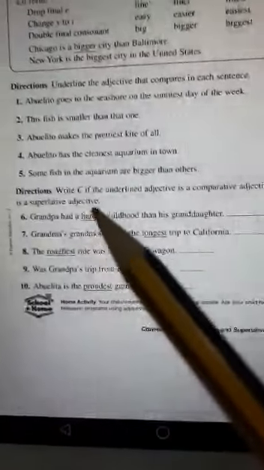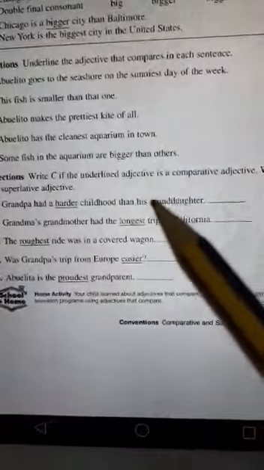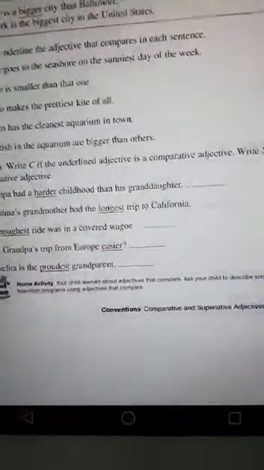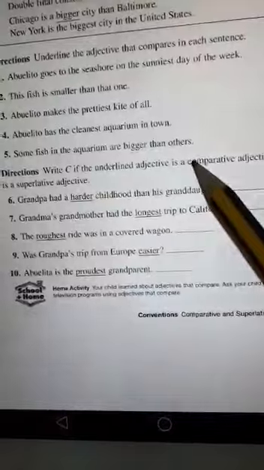Now in the other part, write C if the underlined adjective is a comparative adjective. Write S if it is a superlative adjective. Why C? Because comparative starts with C. Why S? Because superlative starts with S.